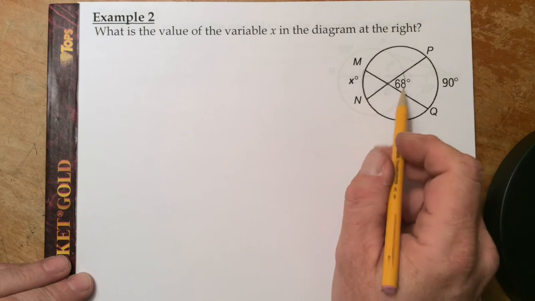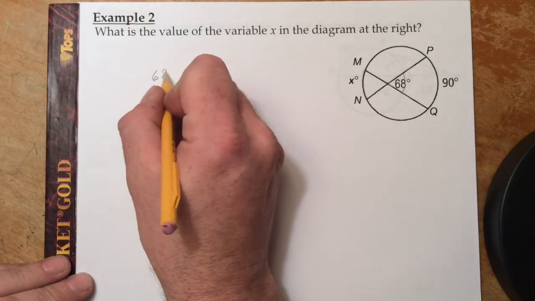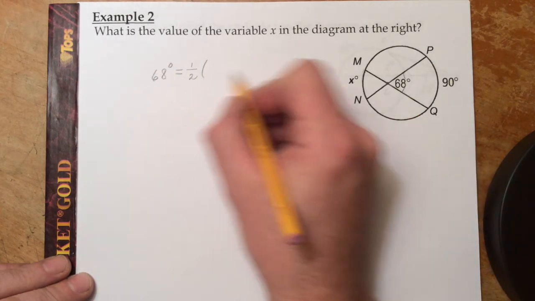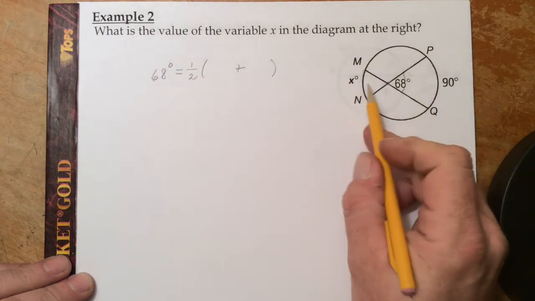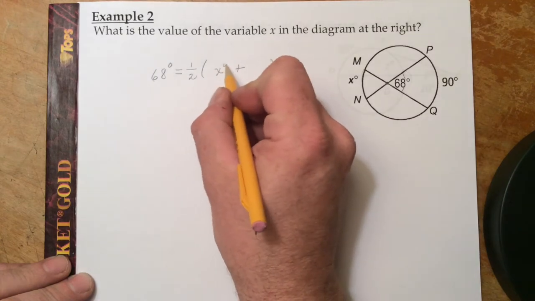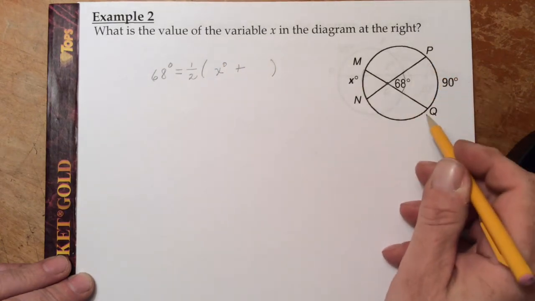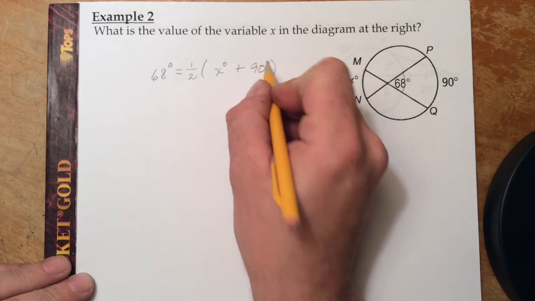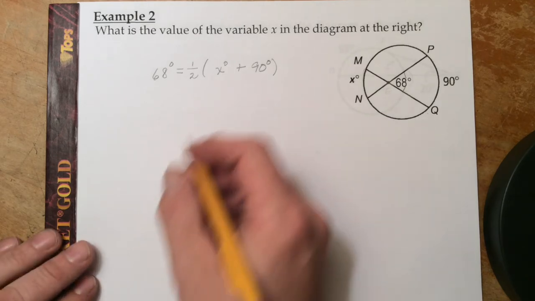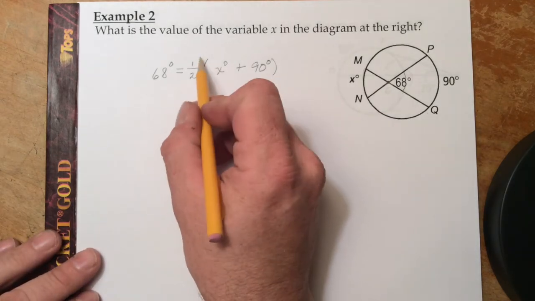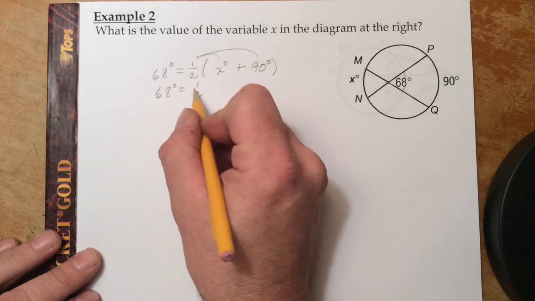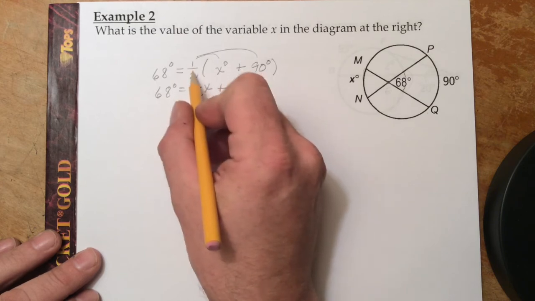So we start with the angle itself, 68 degrees equals 1/2 the sum of the measures of the two intercepted arcs. The measure of arc MN is x degrees plus the measure of arc PQ, which is 90 degrees. Now with this equation, we solve for x. Start off by using the distributive property. 68 degrees is equal to 1/2 times x is 1/2 x plus 1/2 times 90.